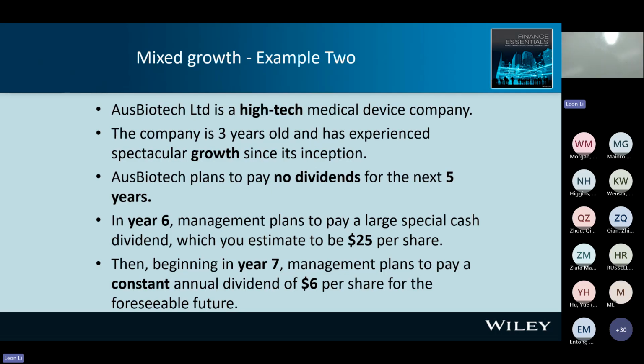So again, when you do this question, I know I need to hand draw the timeline. All right, so year 0 to year 5, no dividend or 0 dividend. And year 6, yes.